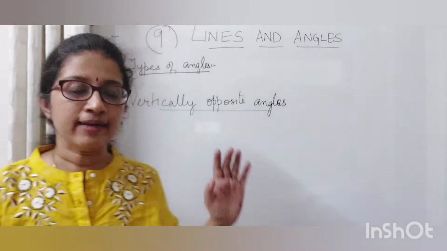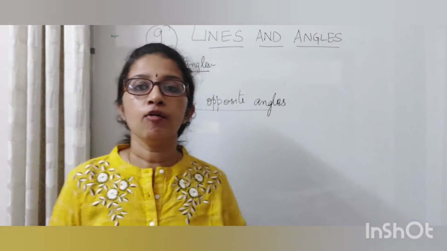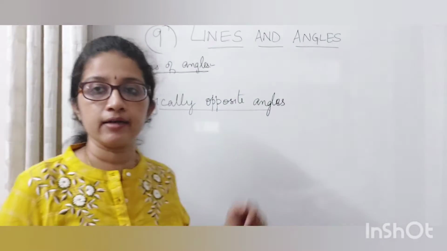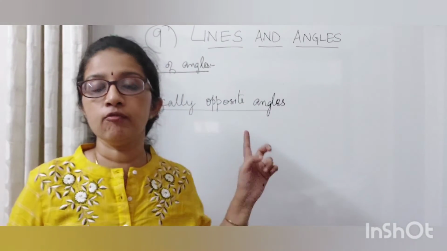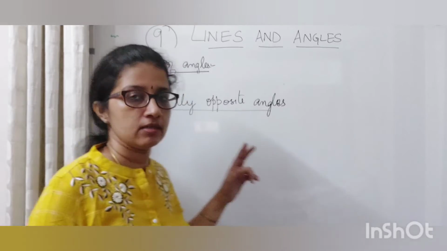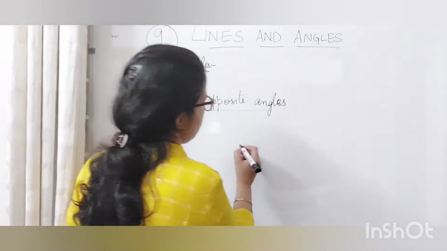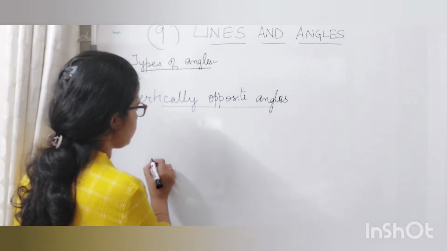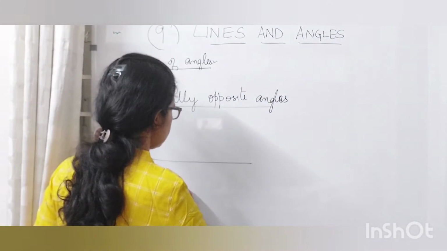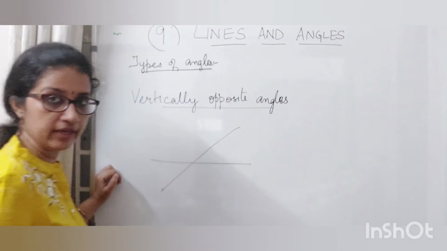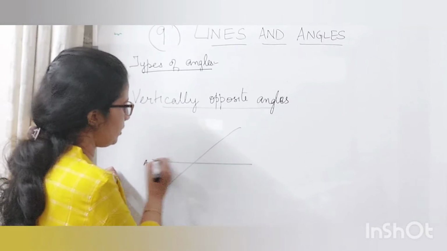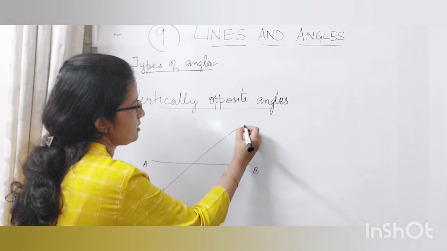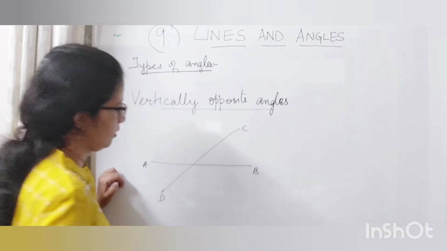Now the next thing we are going to see is vertically opposite angles. So what are vertically opposite angles? See, for example, let two lines intersect at a point. So this is AB, and this is CD.